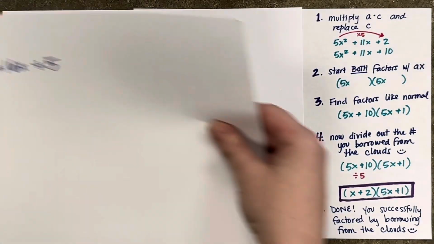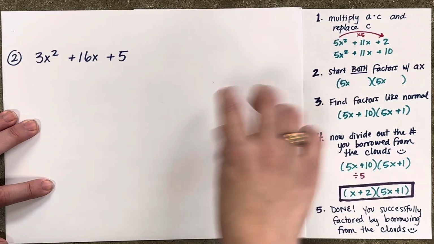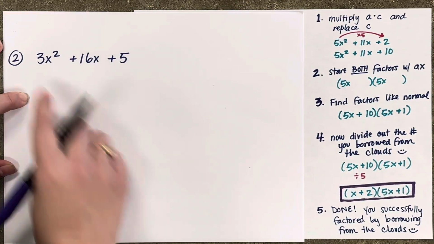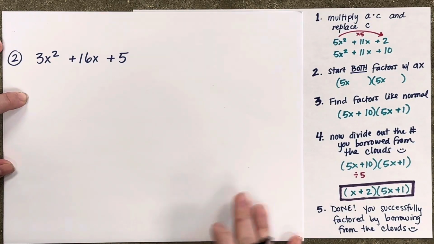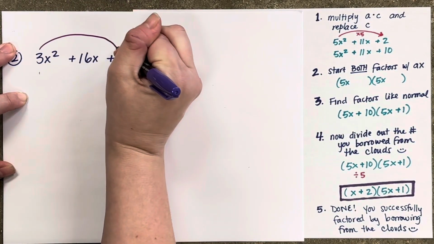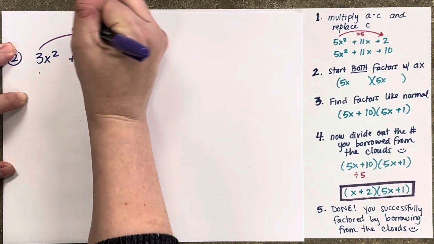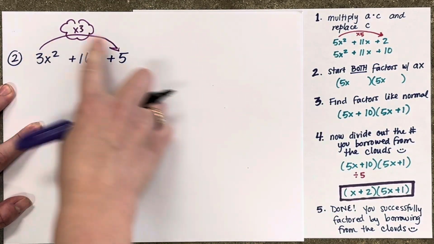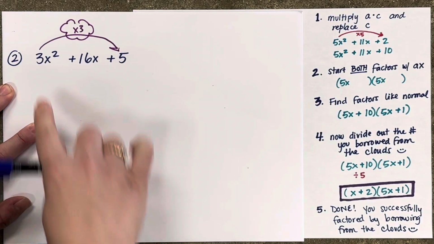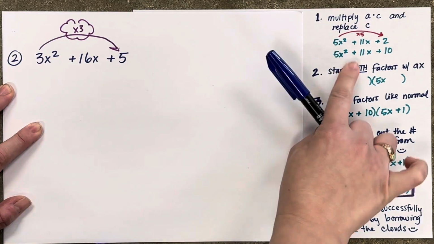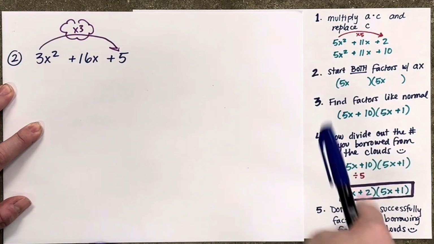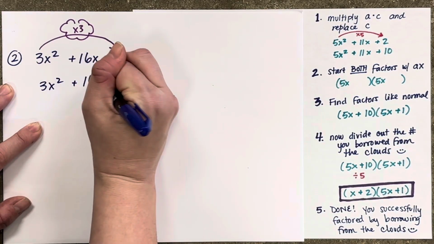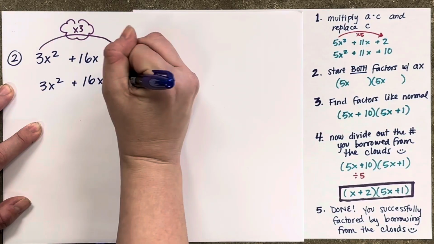All right. Problem number 2, okay? I have a number in front of my coefficient. I can't move it, so I'm gonna go times 3. I'm borrowing from the clouds. 3 was my A. I'm gonna multiply by my C term, right? And here's all those little steps. So I'm still gonna have 3x squared plus 16x, but now I have plus 15.